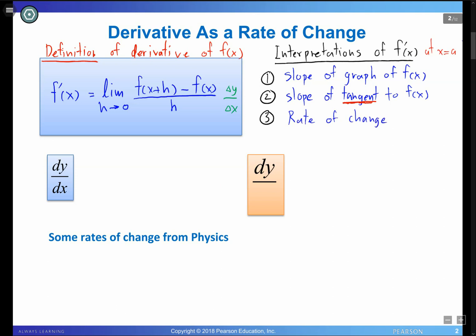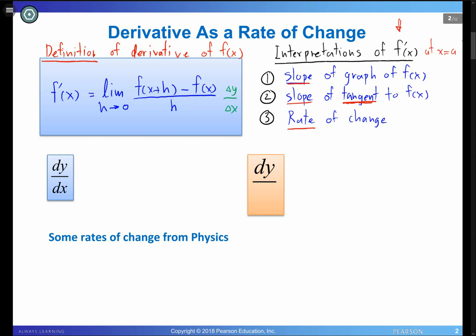Now let's take a look at the main difference between all these three. Number 1 and number 2, the main idea is the slope. We have the slope here, and here is also slope. But for number 3, the main idea is the rate. So it's quite different from number 1 and number 2. But they are all related. They are the same f prime of x. So how are they related?